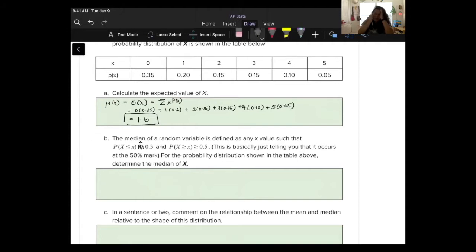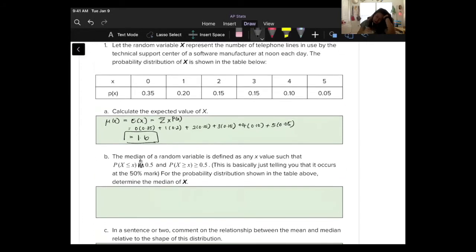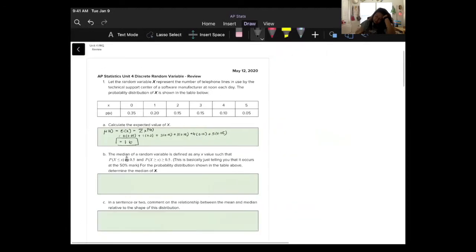So if we want to think about it, median always occurs in the middle, right, at the 50% mark. If I were to create a graph for this probability table, so let's say this is my graph. Here's 0, 1, 2, 3, 4, and 5. 0 has a 0.35 chance of happening. Here's 1, 2, 3, 4, and 5.